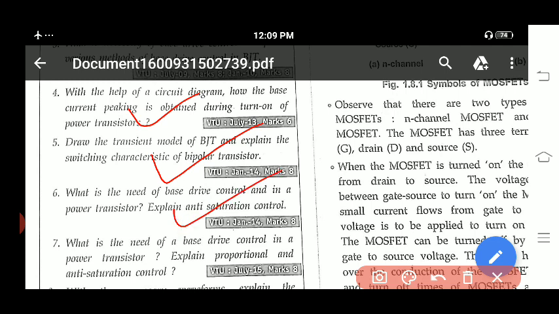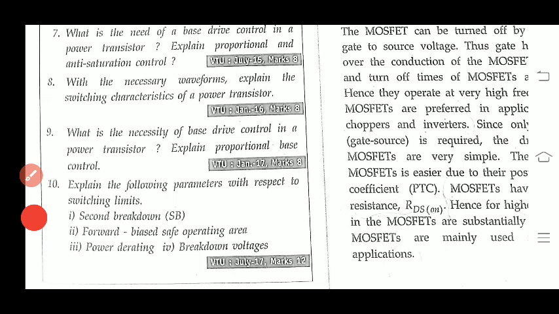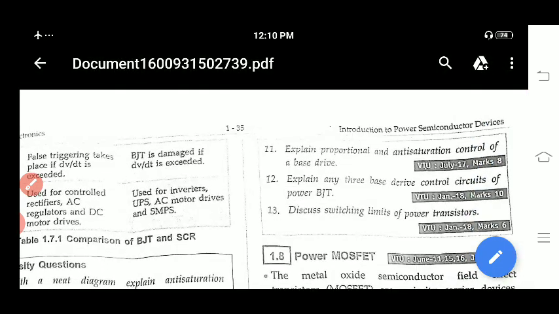What is the need of base drive control in a power transistor? Explain anti-saturation control. Explain proportional and anti-saturation control. Explain the following parameters with respect to switching limits: secondary breakdown, forward biased safe operating area, power derating, breakdown voltage. These are some of the university questions we may get.